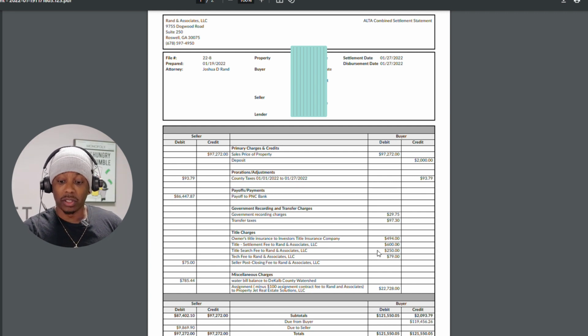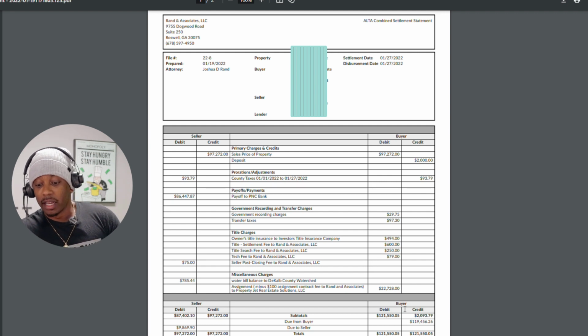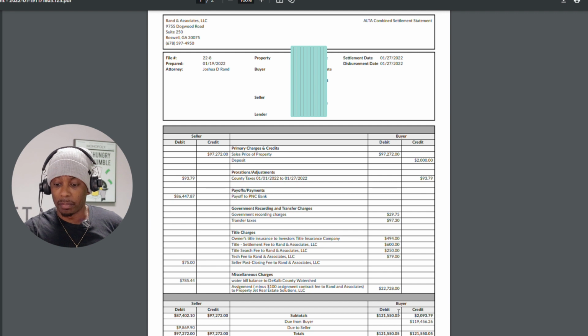Then you have a title search fee, which is $250. Then you have a tech fee. I don't know what that is, but they charge it, $79. And then you have down here the assignment fee, right, to Property Jet Real Estate Solutions, right, which is $22,728. And then you have in that section all of the totals for the buyer side, right?